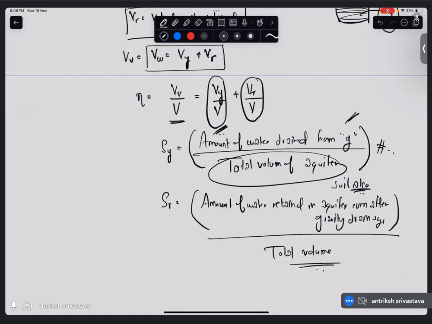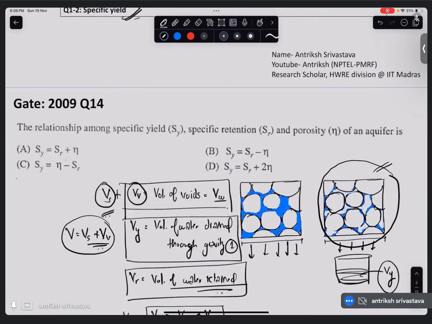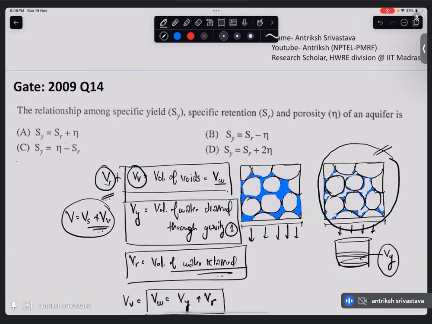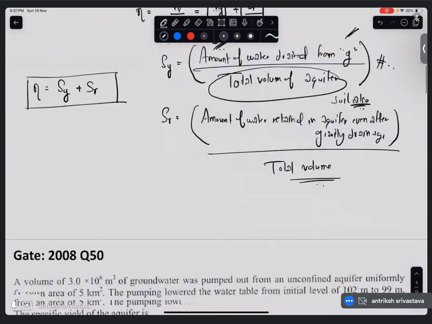So what is the final relationship we'll get? N is equal to Sy plus Sr. But they have not given it like this. They have made it a little bit more fancy. But if you look at it carefully, this Sr will go here. It will become Sr plus Sy is equal to N. So that is your correct answer. So this is the correct answer for this question. All right. Let's go to the next question.